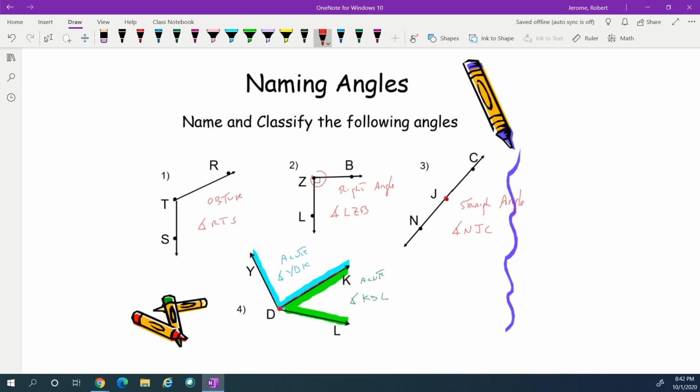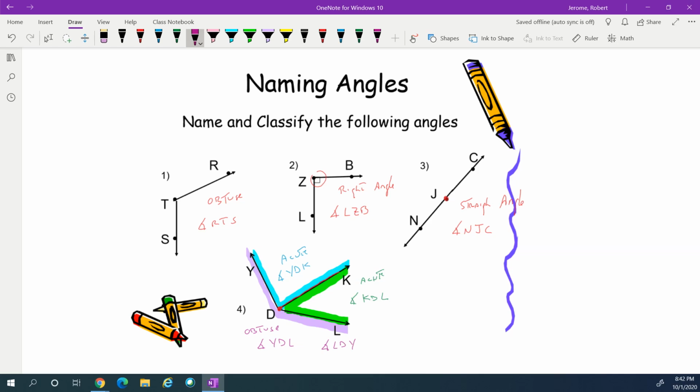But finally, just to finish this question, we also have this big angle, angle YDL. So we have this obtuse angle, angle YDL. And of course, we could have named it LDY. But again, if we said look at angle D, you wouldn't know which of those 3 to look at.